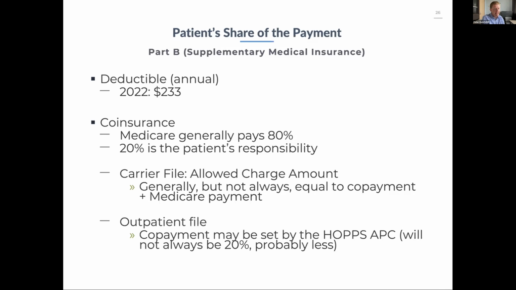So when you see the allowed charge in the carrier file, as I mentioned, this is generally equal to the patient's share of payment plus what the Medicare payment was to a provider. And then in the outpatient file, the copayments are a little different compared to the carrier file, where there's basically coinsurance, which will be either 20% or less, which is set by statute. So approximately the copayment is 20% of the APC rate.